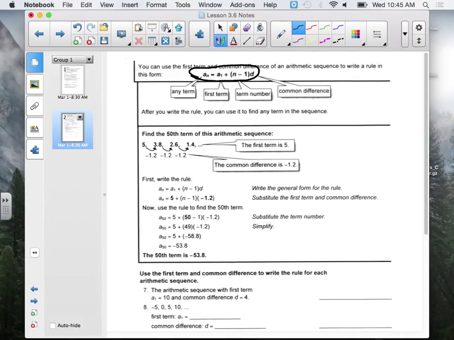So first things first is that a sub n. All that is what you'll be asked to find. So if it asks you to find the 50th term, the 75th term, that is all that you'll be asked to find. So say the 50th term is 103. That's all that represents. A sub n just represents what your final answer is going to be.